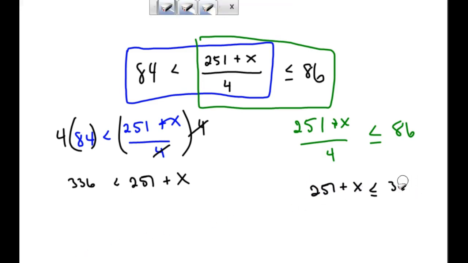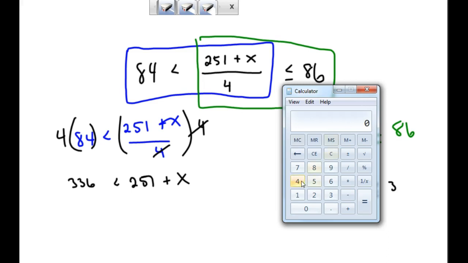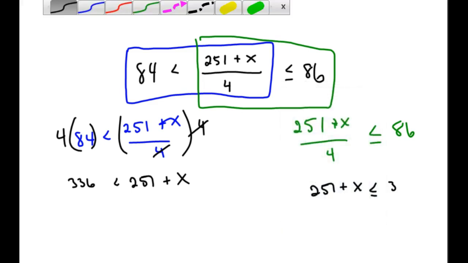And I just realized I made a mistake, this is going to be 4 times 86 this time. So 4 times 86 equals 344. Sorry about that. So 344. Okay, then you solve for x, so minus 251. Minus 251. So there's a 3. You cancel, you got 93.